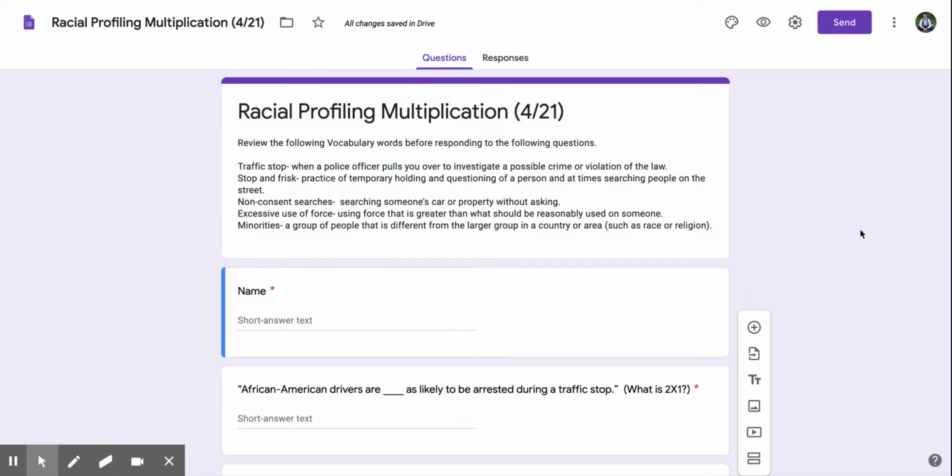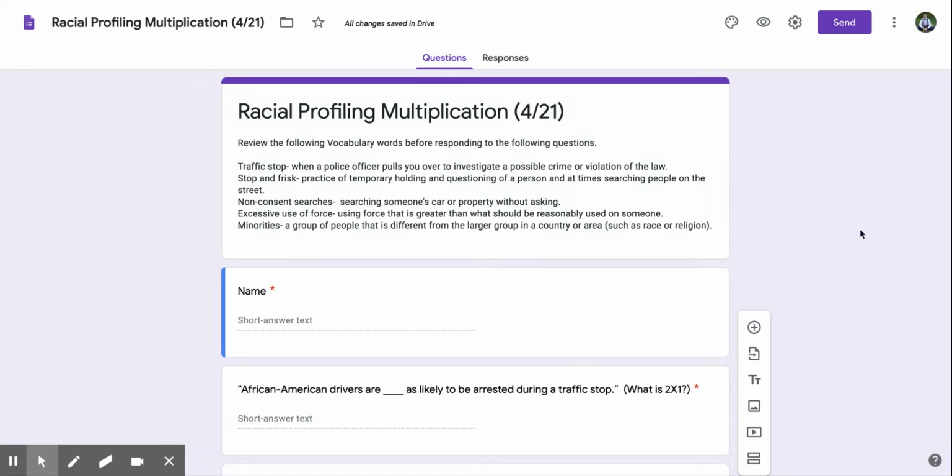So today you guys will be working on a racial profiling multiplication worksheet. I know this isn't math class, and you guys who know me well know that math isn't my thing, but I thought this was kind of just a fun and cool way of looking at some statistics regarding racial profiling that occurs within our country.